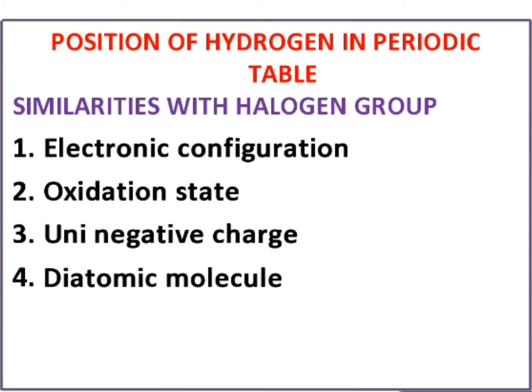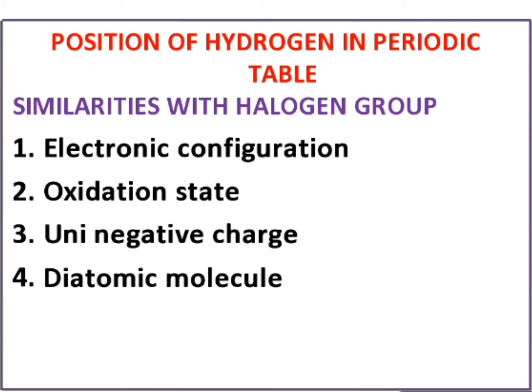So from this discussion, can you now answer in which position hydrogen should be placed? Hydrogen shows similarities with the alkali group as well as with the halogen group, and it also shows differences with both. So in which position should we place it? That's why the position of hydrogen is uncertain, so it is placed in a separate position.